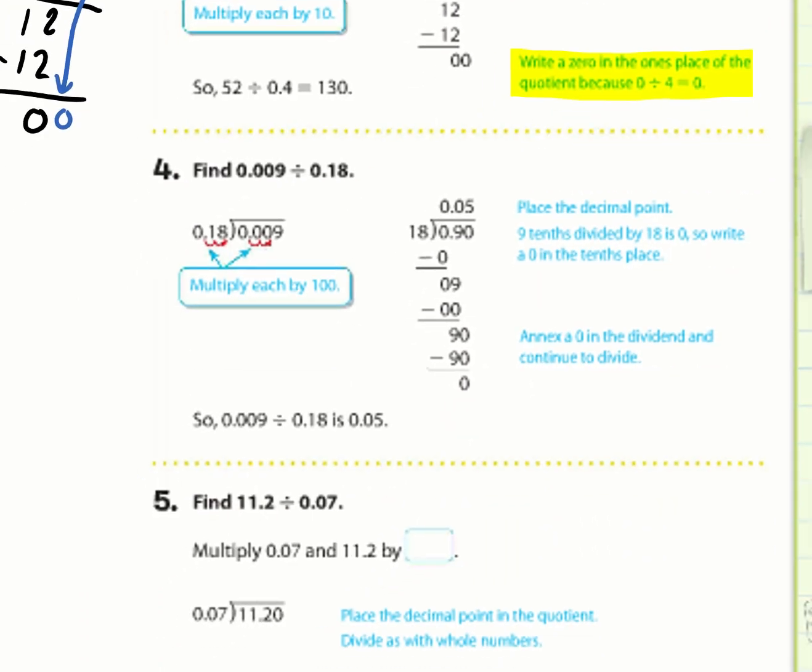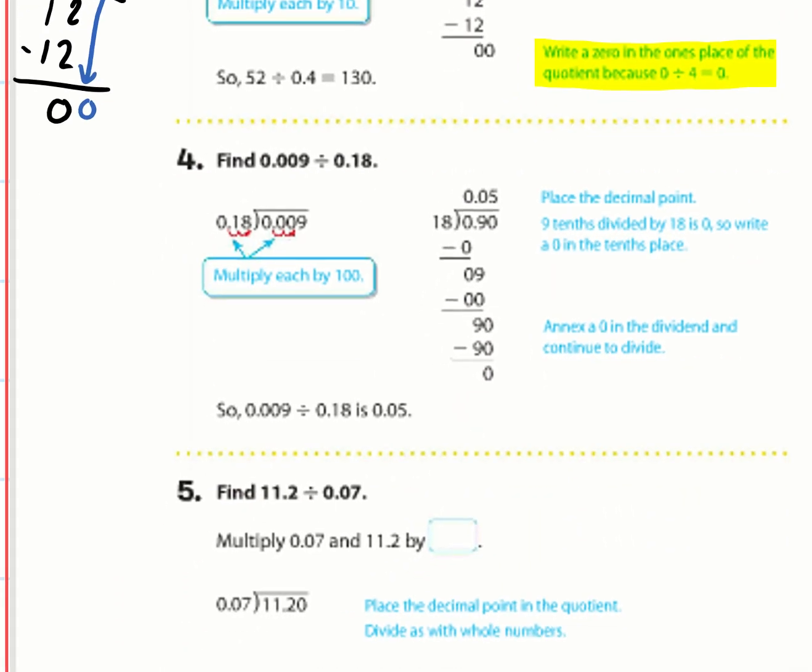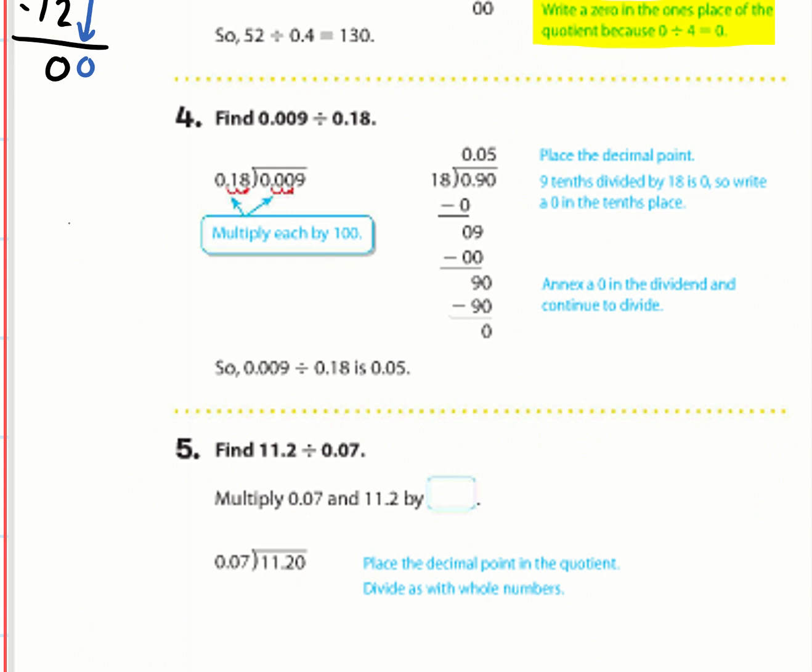So for example 4, we have 1, 2, 9, and then we have 18. So I'm actually going to rewrite the problem for better clarity. So we're going to move the decimal place twice. So now this is 18 and then 9/10.